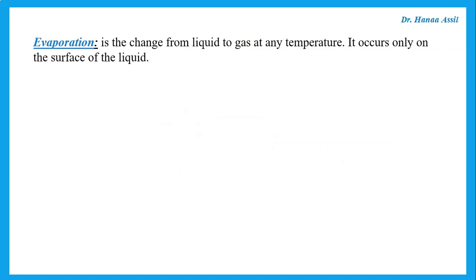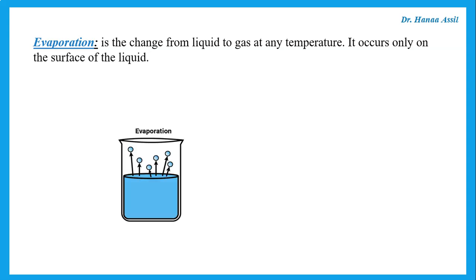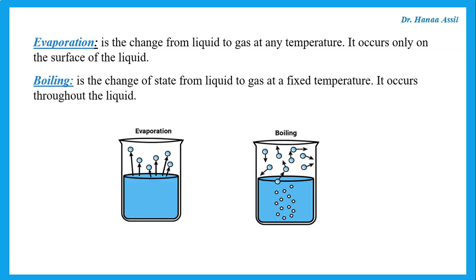You should also know the difference between evaporation and boiling. Remember, both evaporation and boiling are change from liquid to gas. But remember, evaporation is change from liquid to gas at any temperature, while boiling happens at a fixed temperature. Also, evaporation occurs only on the surface of the liquid, while boiling occurs throughout the liquid.